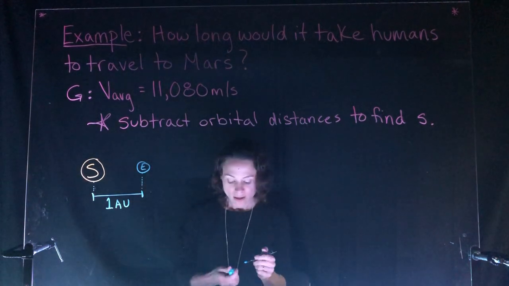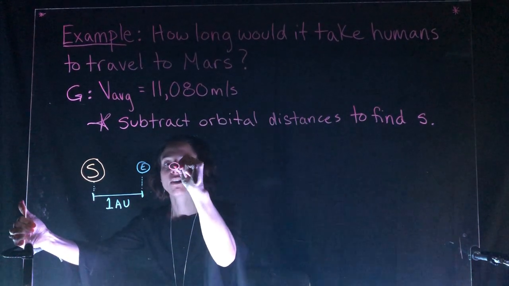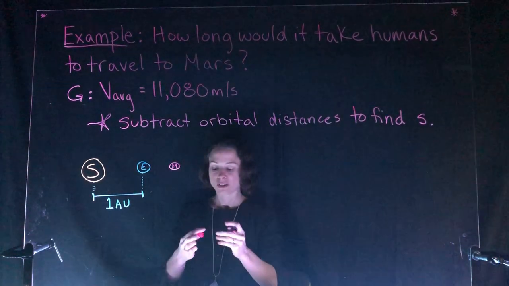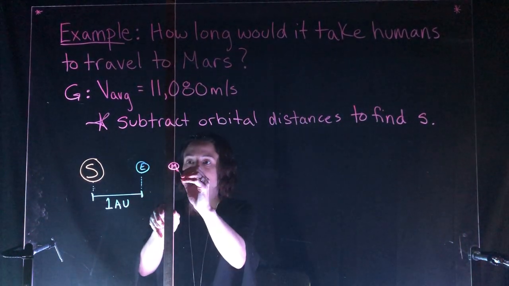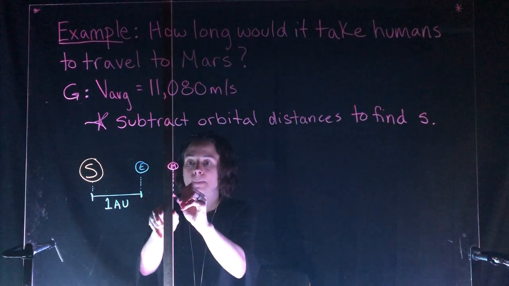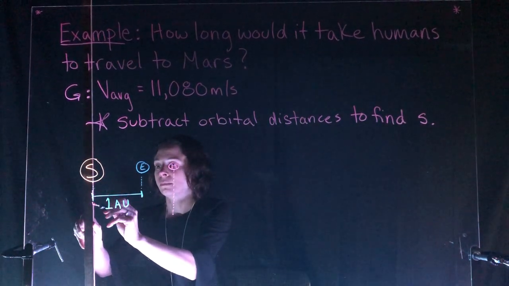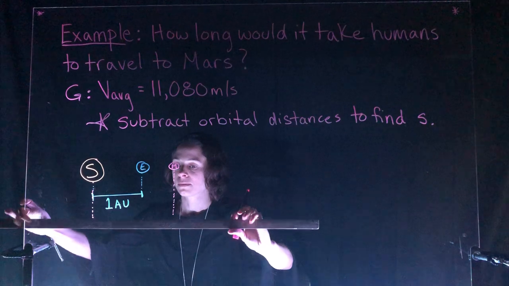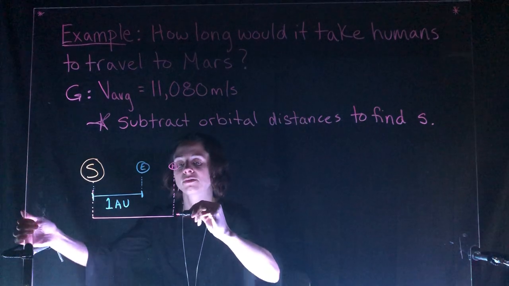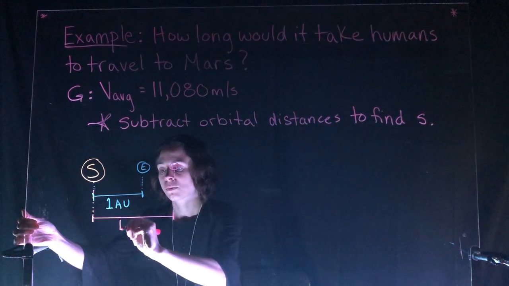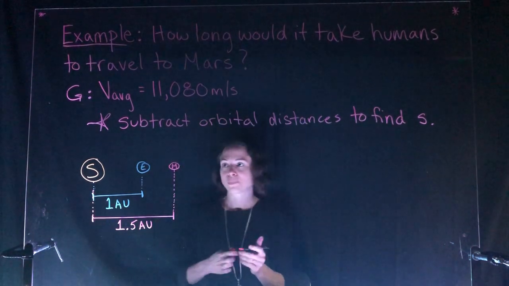And then we know that Mars is 1.5 AU from the sun. So when we label that, Mars is 1.5 AU from the sun.